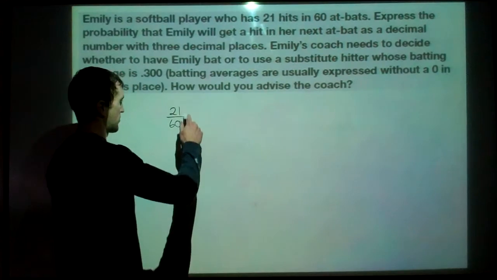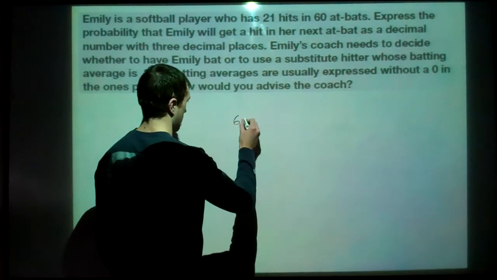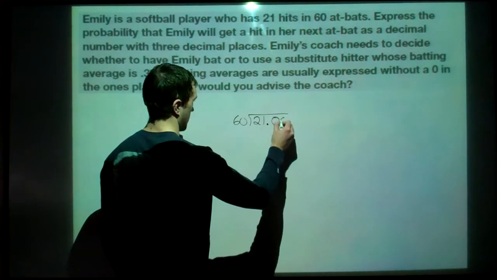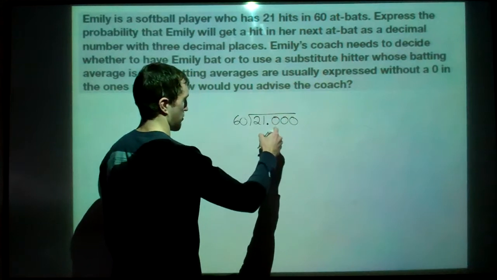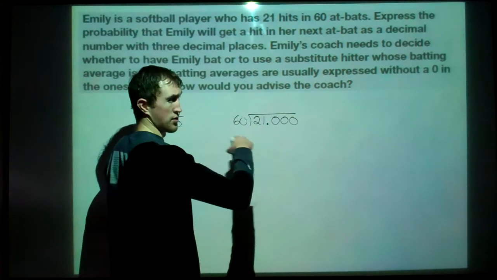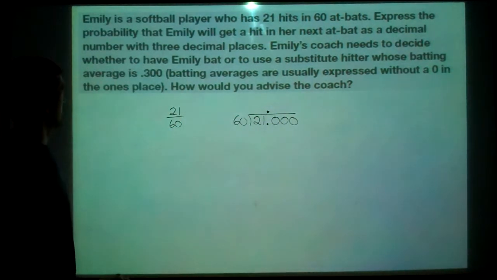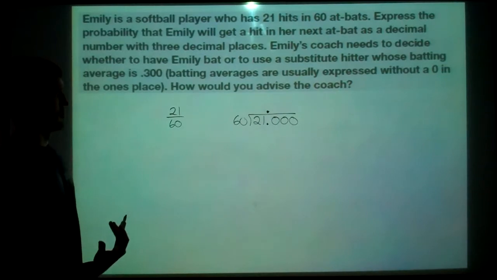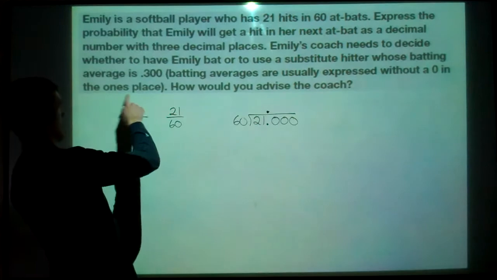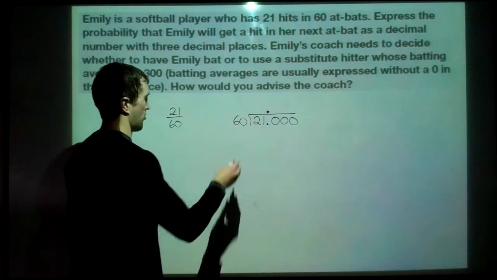And we're going to divide this. 21 divided by 60 because they want it as a decimal. So we're going to go 60 and 21, and we want 3 decimal points. So 3 decimal spots. 1, 2, 3. 60 goes into 21 0 times. I'm not going to put the 0 because in baseball or softball, batting averages are usually expressed without a 0 in the ones place. That's our ones place. We're not going to put anything there. Normally we would.